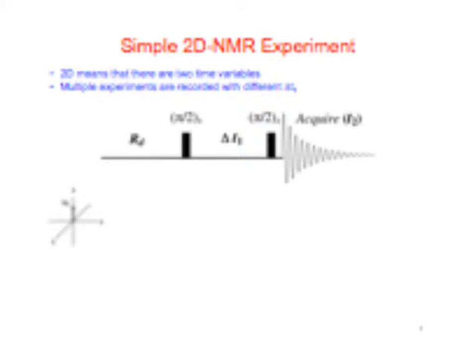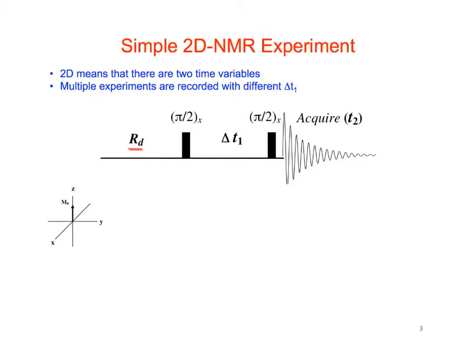All right, so if we look at a simple two-dimensional experiment, okay, here's a pulse sequence. We have some of the same parts that we had before. We have the relaxation delay. We have the acquisition time. We have our first pulse. This is usually going to be a 90-degree pulse. But we've added in this second time delay. Okay?